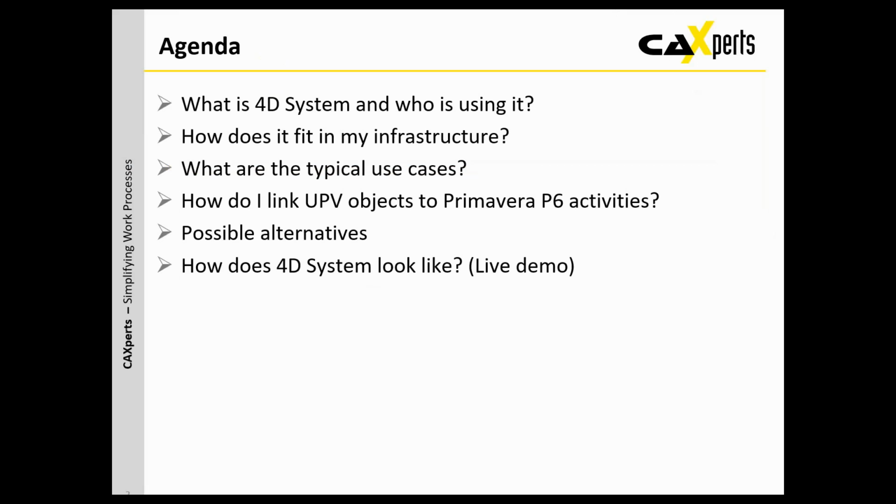What would we like to discuss today? What is the 4D system? Who is using it typically? How does it fit in your infrastructure? What are typical use cases? How can I link UPV objects to the Primavera P6 activities? And what are possible alternatives to the 4D system? And of course, the question is, how does it look? What are the results of the 4D system?